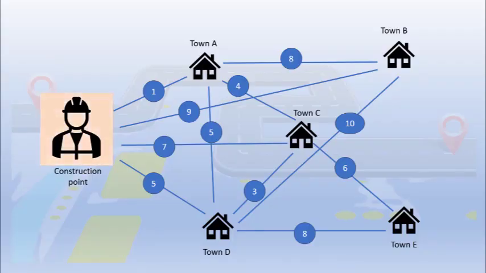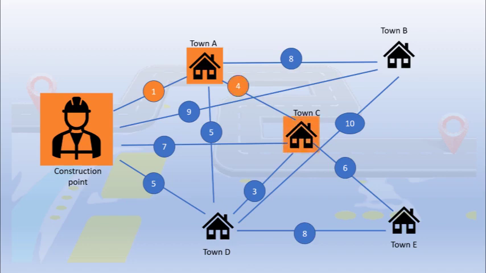Let's start from the construction point. The minimum distance from the construction point to any town is 1. Hence, the construction point and town A are connected. Then we should connect the rest of the towns either to town A or to the construction point. The minimum distance lies towards town C. Similarly, town D can be connected. Now it is a bit tricky.